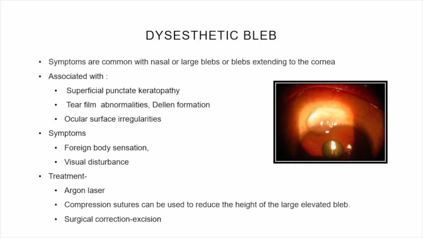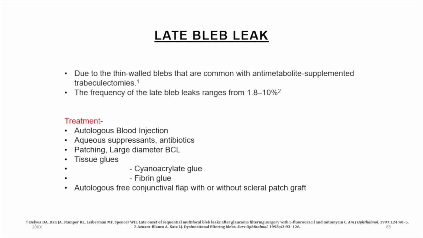Now, dysaesthetic bleb. The symptoms are common with the nasal or large blebs or blebs extending to the cornea. It is associated with superficial punctate keratopathy, tear film abnormalities like Dellen formation, and ocular surface irregularities. The patient has symptoms of foreign body sensation and visual disturbance. It can be treated with the argon laser, a compression suture can be used to reduce the height of a large elevated bleb, and in the surgical excision, we can excise the dysaesthetic bleb.